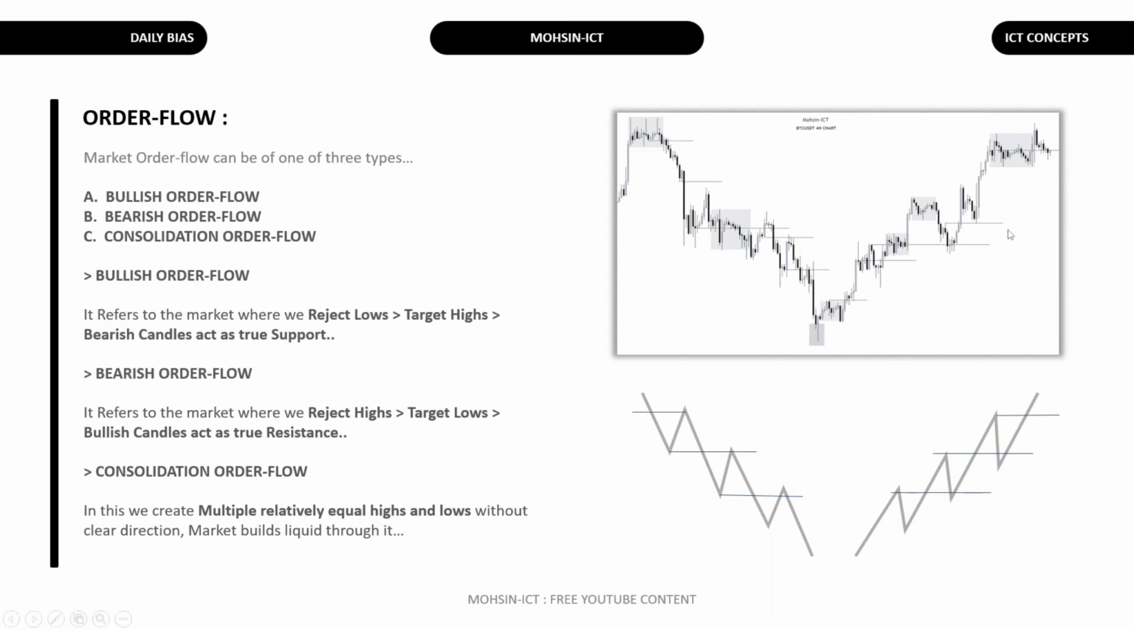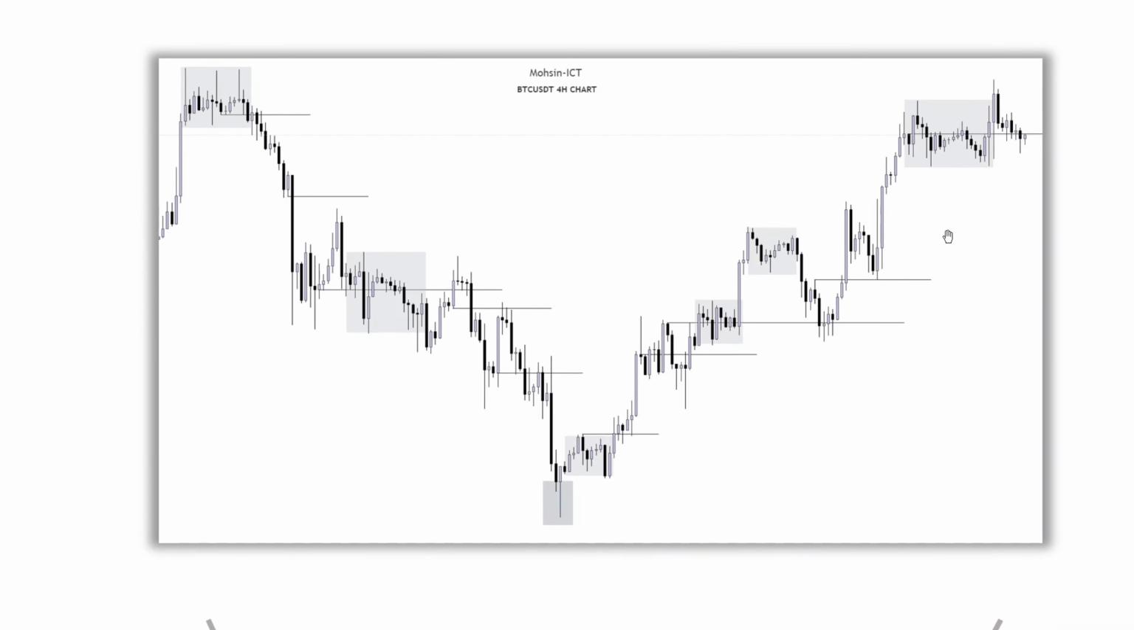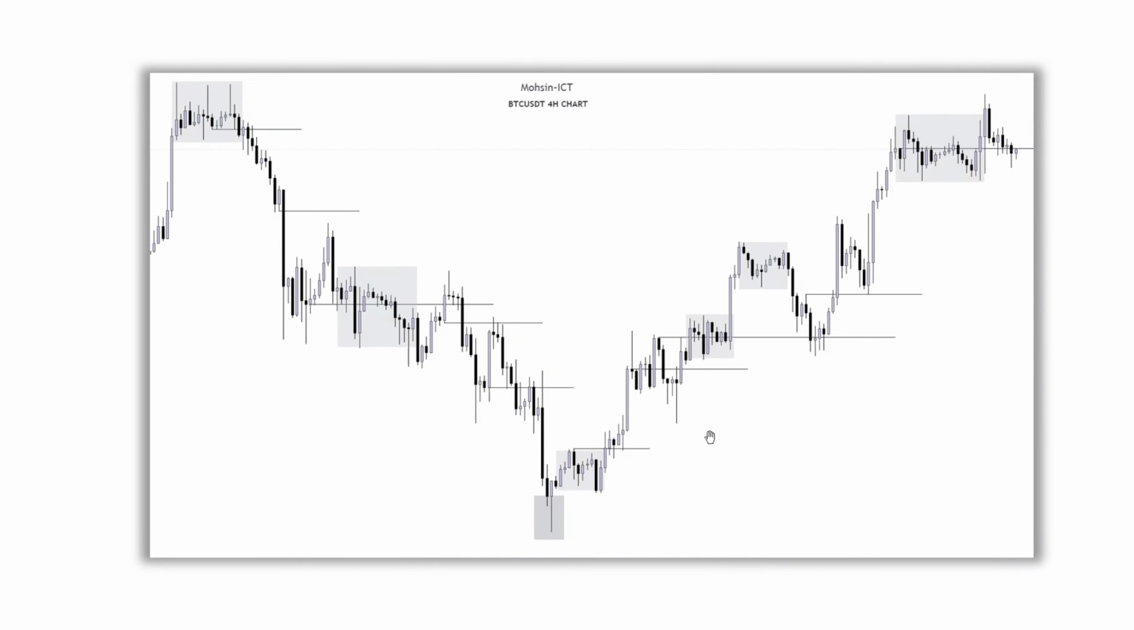If you look at the chart right here, you can see a lot of examples of bearish, bullish, and consolidation order flow. These gray boxes represent the consolidation where we don't have any specific market direction and there is low volatility, while this is clear bearish order flow in which we target the lows, reject the highs, and bullish candles act as true resistance for the price. While this is bullish order flow in which we reject the lows, target the highs, and bearish candles act as true support for the price.